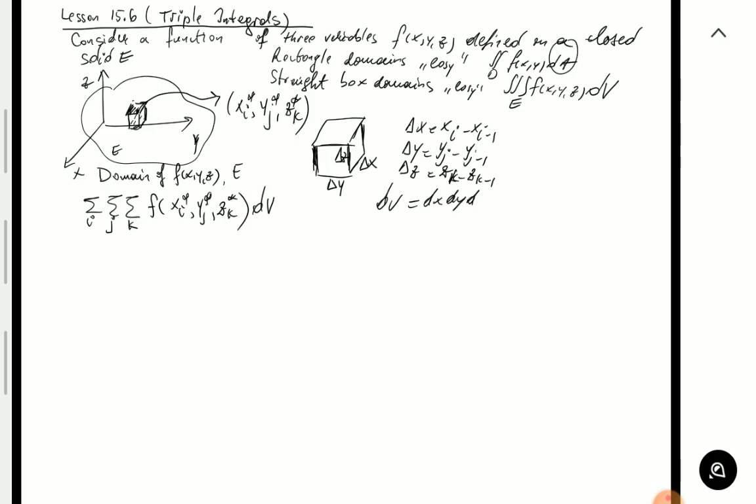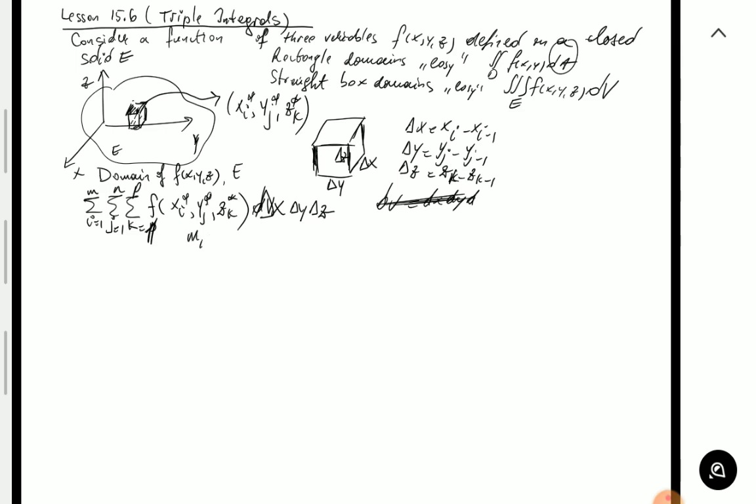So the volume dV, when we take the limit, right? The volume of the little box is going to be delta x, delta y, delta z. The volume of the little box times the function evaluated at the intermediate point. Okay, so suppose you have m pieces in the partition with respect to x. Suppose we have n pieces for the partition with respect to y. Let's say p pieces for the partition with respect to z.